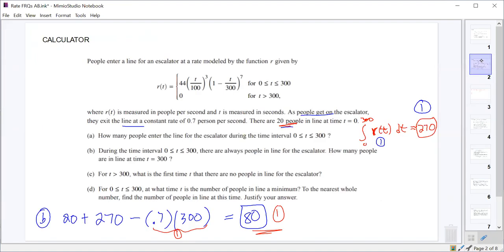D got a little more difficult. So for 0 to 300, we want to know at what time t is the number of people in line at a minimum. And then we want to find to the nearest whole number the number of people in line at that time, and then we got to justify our answer. So we want to figure out when the number of people in the line is at a minimum.